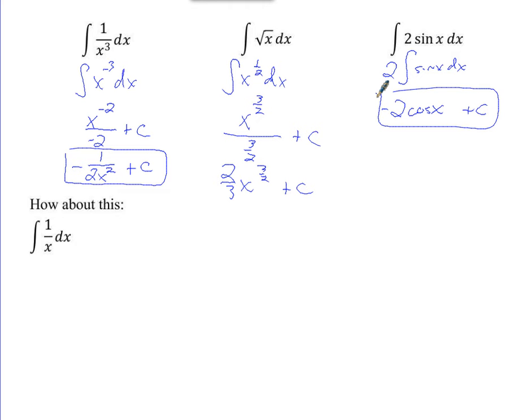How about this one? Integral of 1 over x dx. So first rewrite it, right? It becomes the integral of x to the negative first dx. And earlier we said we can't do that. Why can't we do that again? It results in division by 0, which we can't ever do. And we don't know how to handle that just yet, so we'll just leave it like that. We will get there. We're just not ready for it.